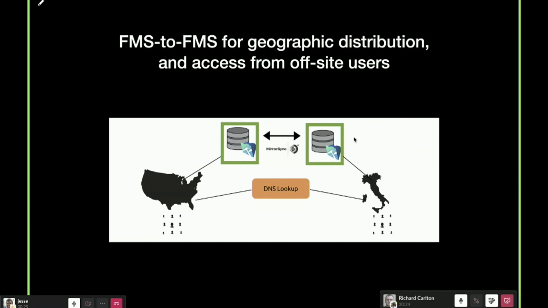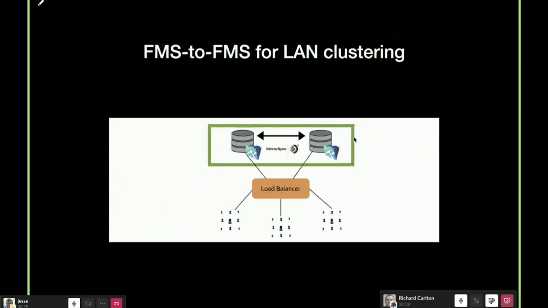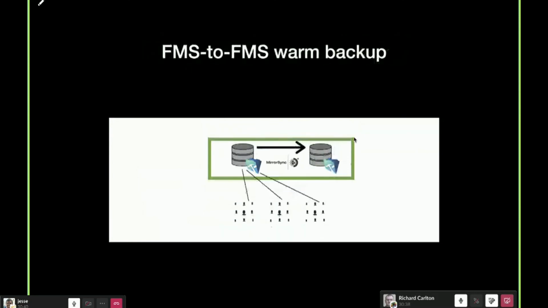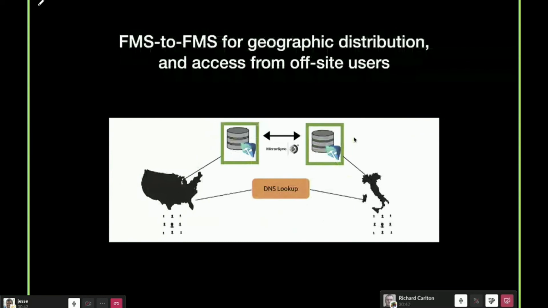The idea here, notice, is that there's no load balancer. I'm going to jump back two slides. Our orange box in this case is a load balancer, so people don't connect directly to FileMaker Server. They connect to the load balancer, which magically talks to FileMaker Server for them. In this case, instead of a load balancer, you have a DNS lookup.